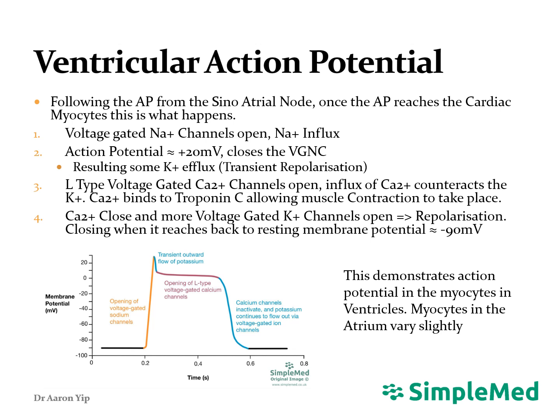Let's follow this initial action potential to the cardiac myocytes. The resting membrane potential of a cardiac myocyte is around negative 90 millivolts.